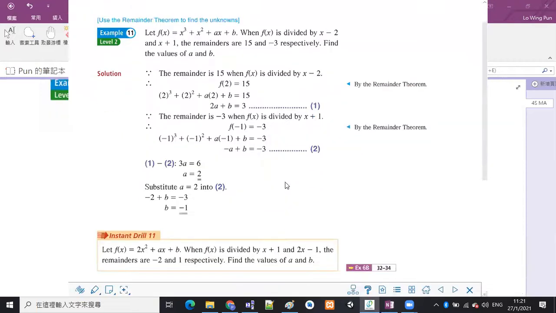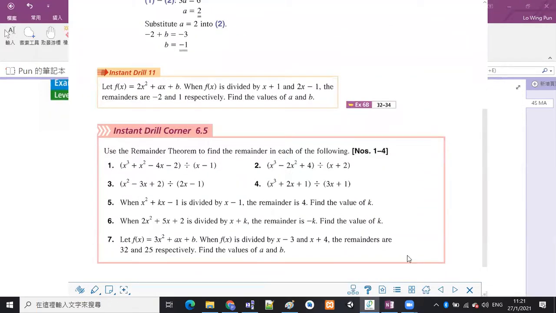like you to do the instant drill number 11 and the instant drill corner 6.5.